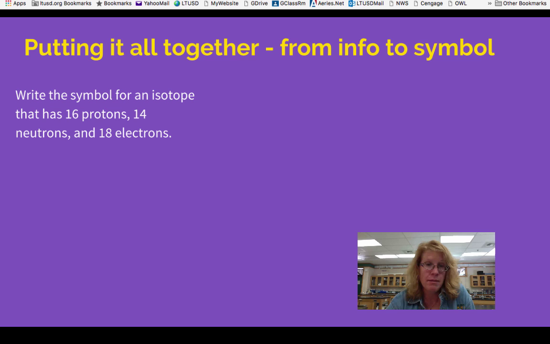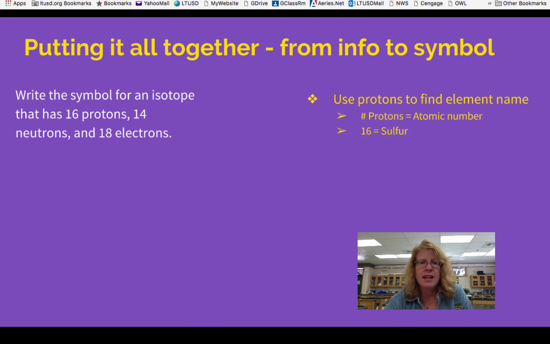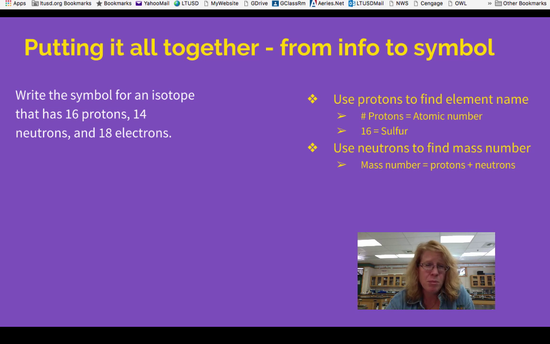All right, did you get it? 16 protons, 14 neutrons, 18 electrons. So strategy, use the protons, figure out what element it is. So we'll start there with 16 protons. That's got to be sulfur. The next thing is you'd use the number of neutrons to figure out the mass number. Again, neutrons and protons have to add together to be the mass number. So in this case, 16 protons plus 14 neutrons is a mass number of 30.